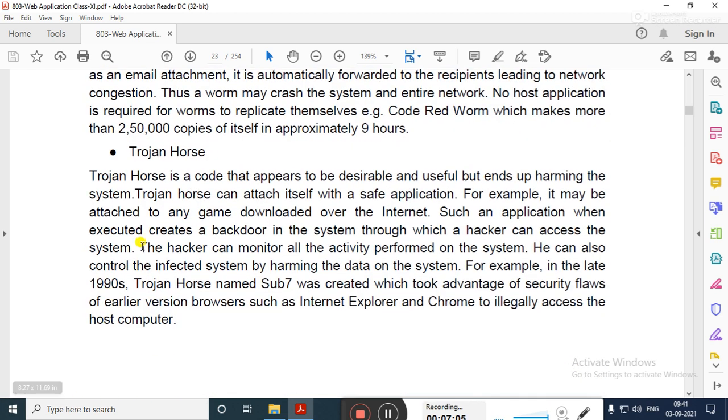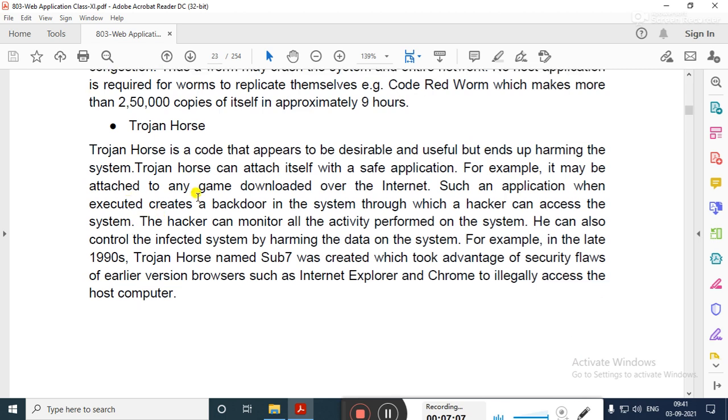Now what is a Trojan horse? A Trojan horse is code that appears to be desirable and useful but ends up harming the system. A Trojan horse can attach itself to a safe application, for example, a game downloaded over the internet. Such an application, when executed, creates a backdoor in the system through which a hacker can access it. The hacker can monitor all the activity performed on the system, and can also control the infected system by harming the data on it.